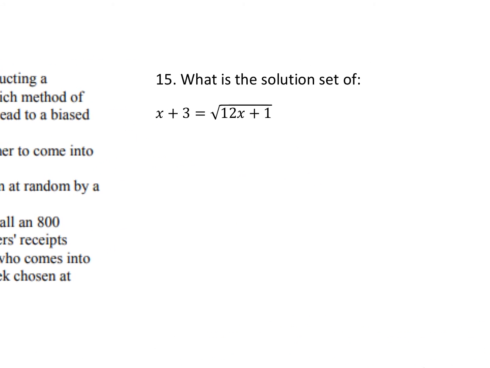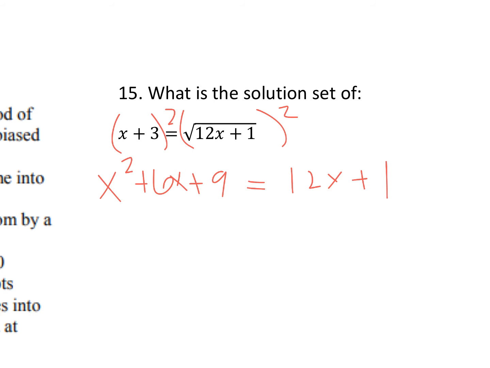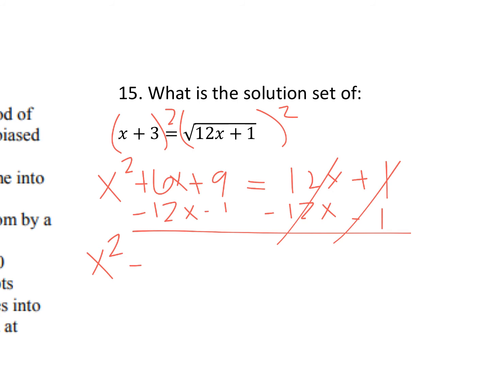All right, what is the solution set of this guy? So we're going to solve. We're going to square both sides, and then you're going to get x squared plus 6x plus 9. Now I got that because I did box method or FOIL in my head, whatever floats your boat, so it didn't come out of nowhere. Then I'm going to subtract this and make this equal to 0.